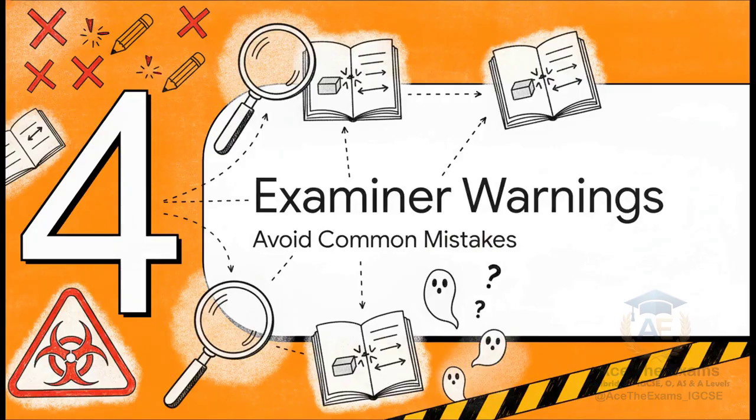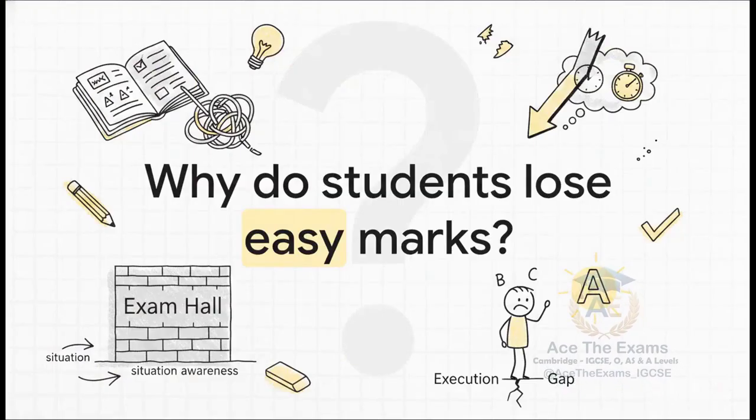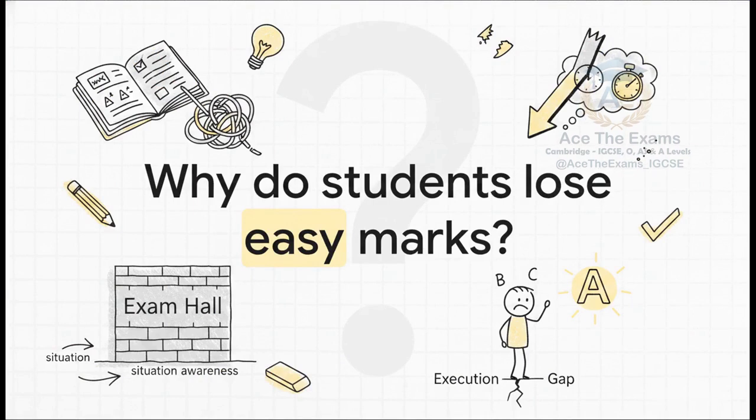Finally, Section 4, critical examiner warnings. Let's shift our focus to prevention by learning from actual mistakes. We've talked a lot about what you should do, but now we need to look at the autopsy reports. We're talking about the actual principal examiner reports from past Cambridge papers to see exactly where students are just throwing their grades out the window.